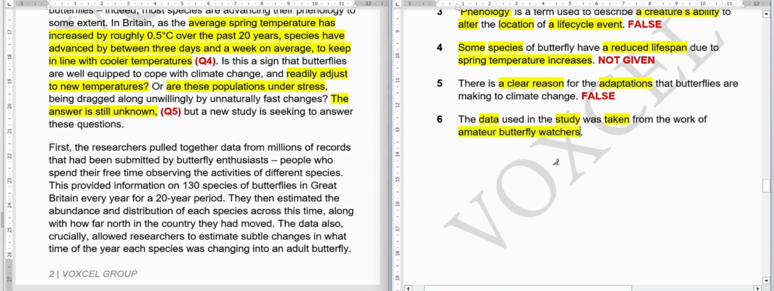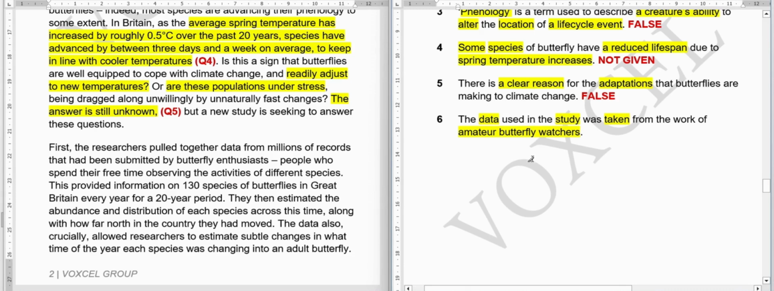So what does amateur mean? Amateur means not professional. The person who does something for fun or as a hobby, but not in a professional way. So they are saying the data that was used in this particular study was taken from these kind of people.